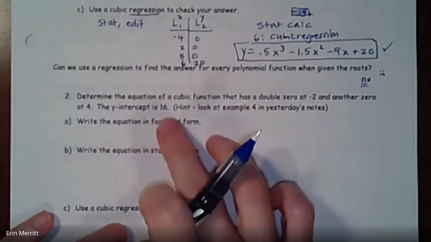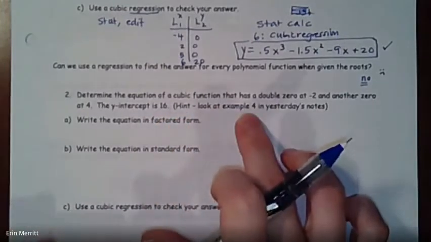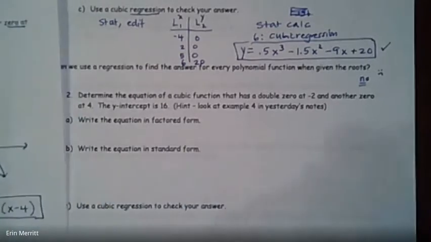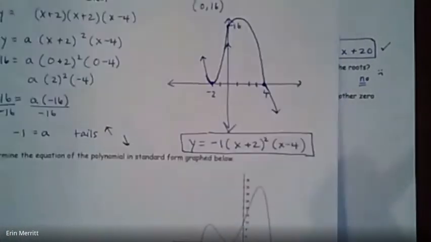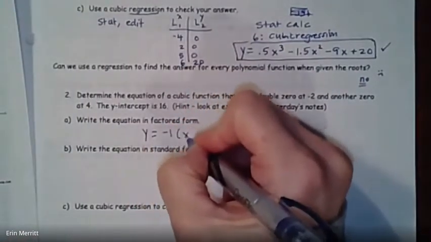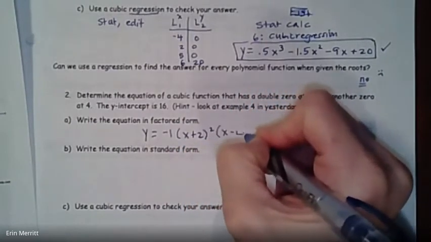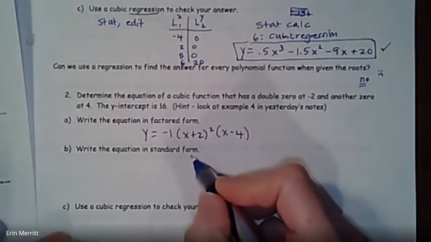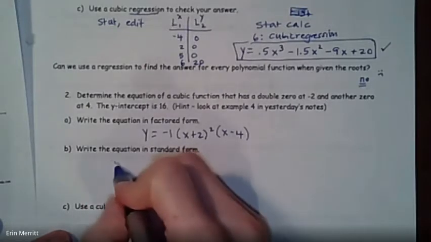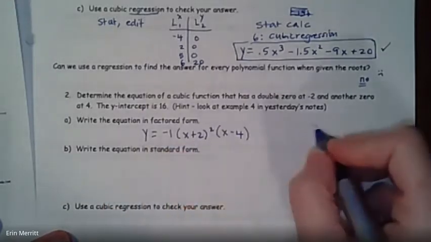So the next example is example 4 from yesterday's notes. And it says, determine the equation of the cubic function that has a double 0 at -2 and another 0 at 4. So if we take a look, let me grab that sheet from yesterday's notes. When it says write the equation in factored form, we ended up with this. So let's copy that down. So in factored form, we ended up with -1 times x plus 2 squared, and then times x minus 4. All right, in standard form, let's multiply this guy out because we had not done that in the notes themselves. So we would end up with x plus 2 squared. Let's do that.